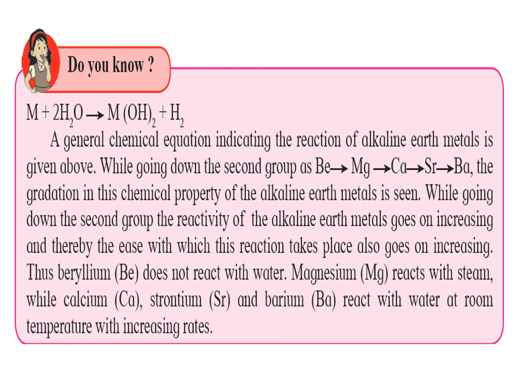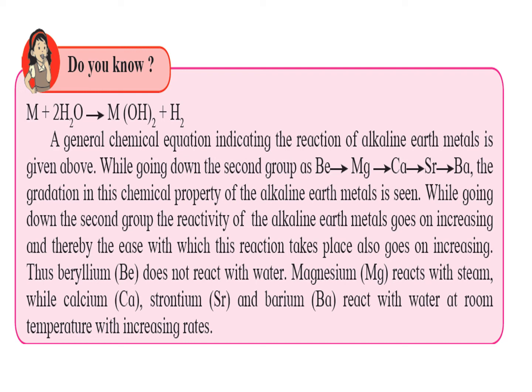What we have just now studied, how the reactivity of metals goes on increasing down the group, has been shown here with an example of group 2 metals. Group 2 comprises beryllium, magnesium, calcium, strontium and barium. Again we find that the reactivity goes on increasing from top to bottom, that is, beryllium is the least reactive and barium is the most reactive metal in this group.